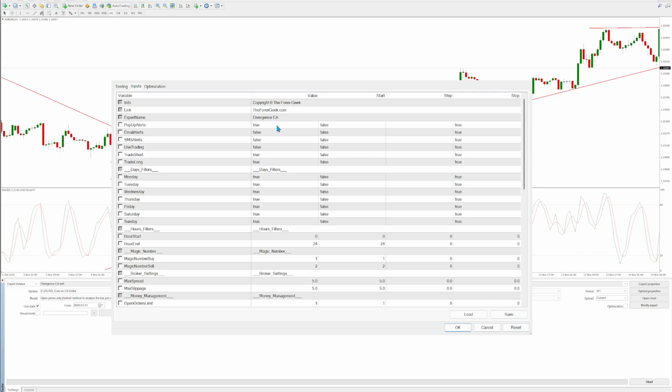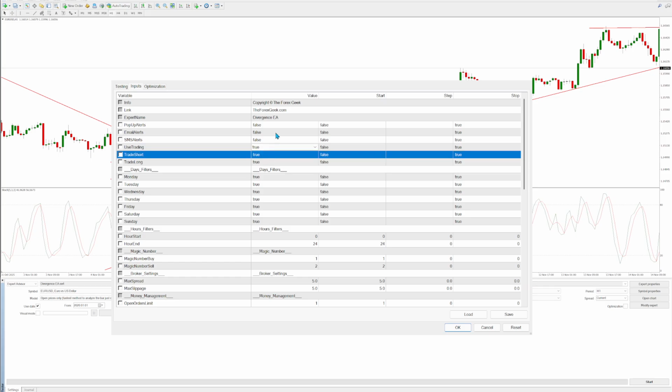So just reset that. For an optimization, we want to have use trading to true. An optimization is basically when you test various settings to see what results they could have produced historically speaking. Of course, it's not 100% reliable because you cannot account for things such as slippage. Commissions as well we need to consider.